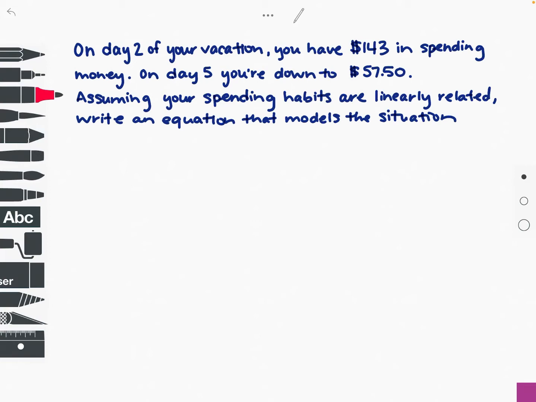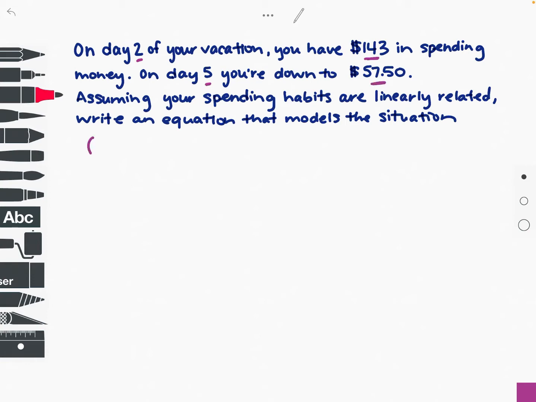So like I've said, you should always look to see what are they giving me. Are they giving me the slope? And in this case, it seems like it would probably be how much you're spending, like dollars per day or something. They didn't tell me that, but they did give me a bunch of numbers. And so I see that the day 2 goes with this, and day 5 goes with this. And so those are paired up.